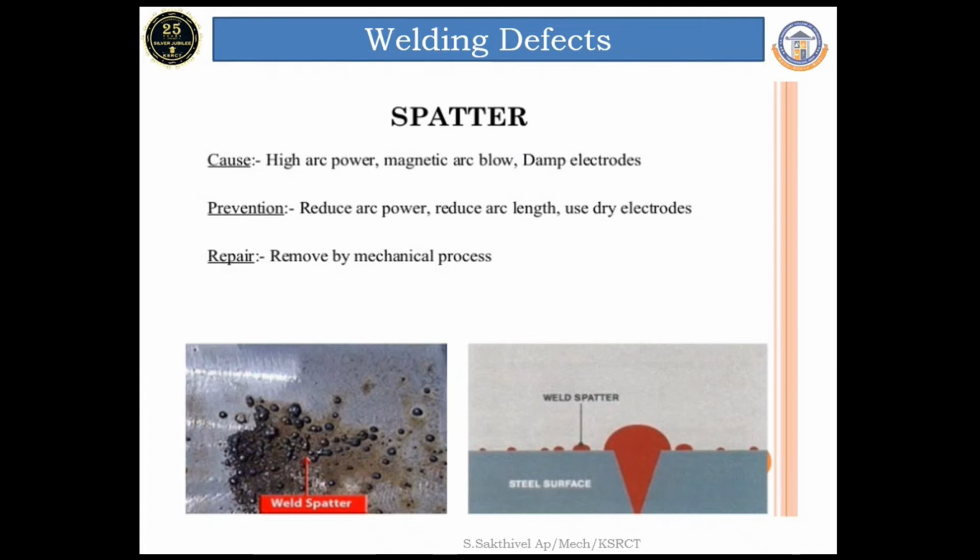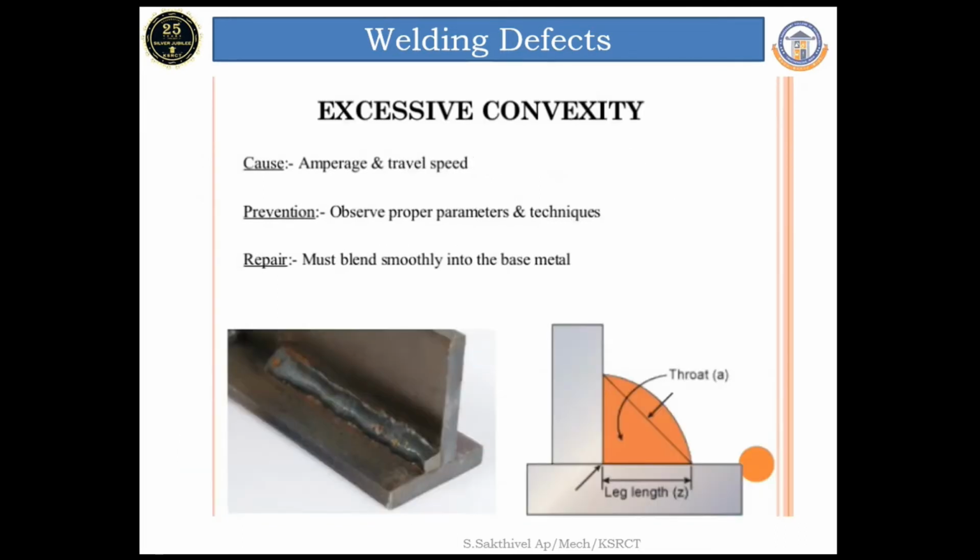Spatter. Spatter is created by high arc power, magnetic arc blow, and damp electrodes. Prevention: reduce arc power, reduce arc length, and use a dry electrode. So this is called spatter. While we are doing arc welding, it is created on the workpiece. It is removed by a mechanical process.